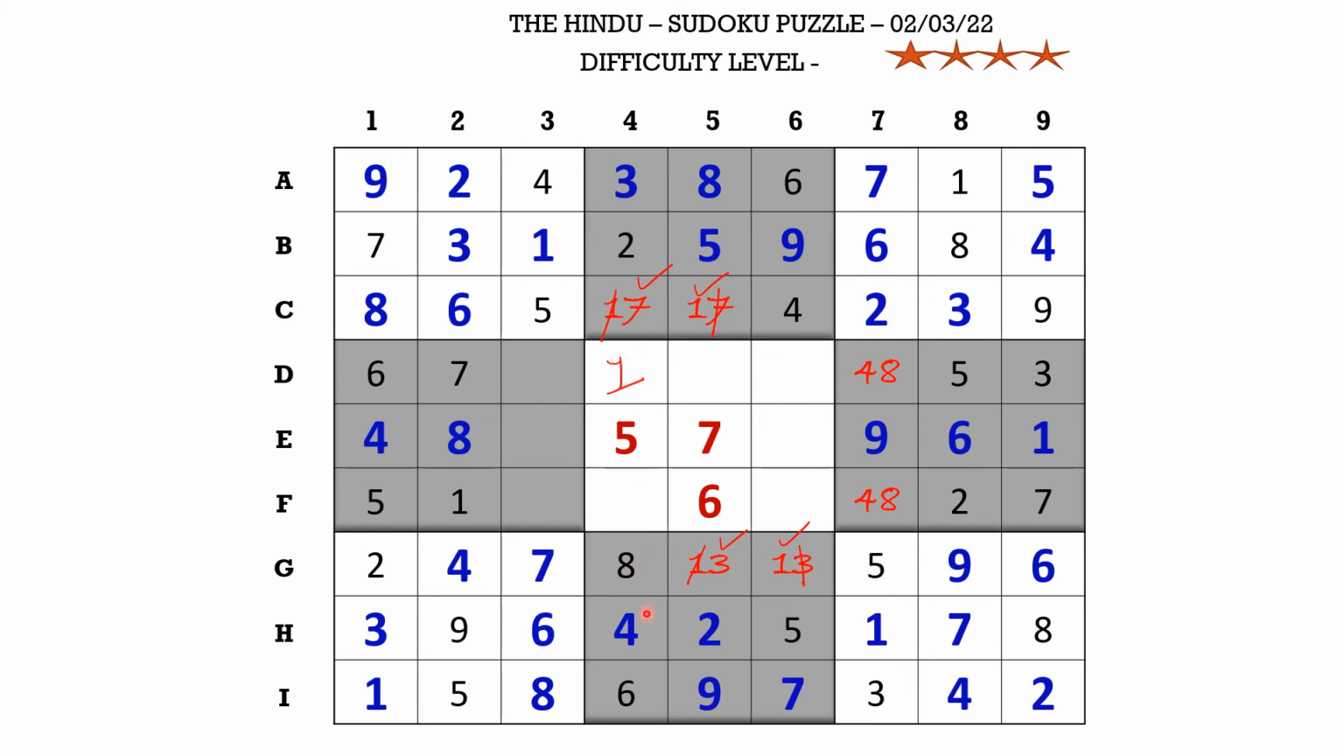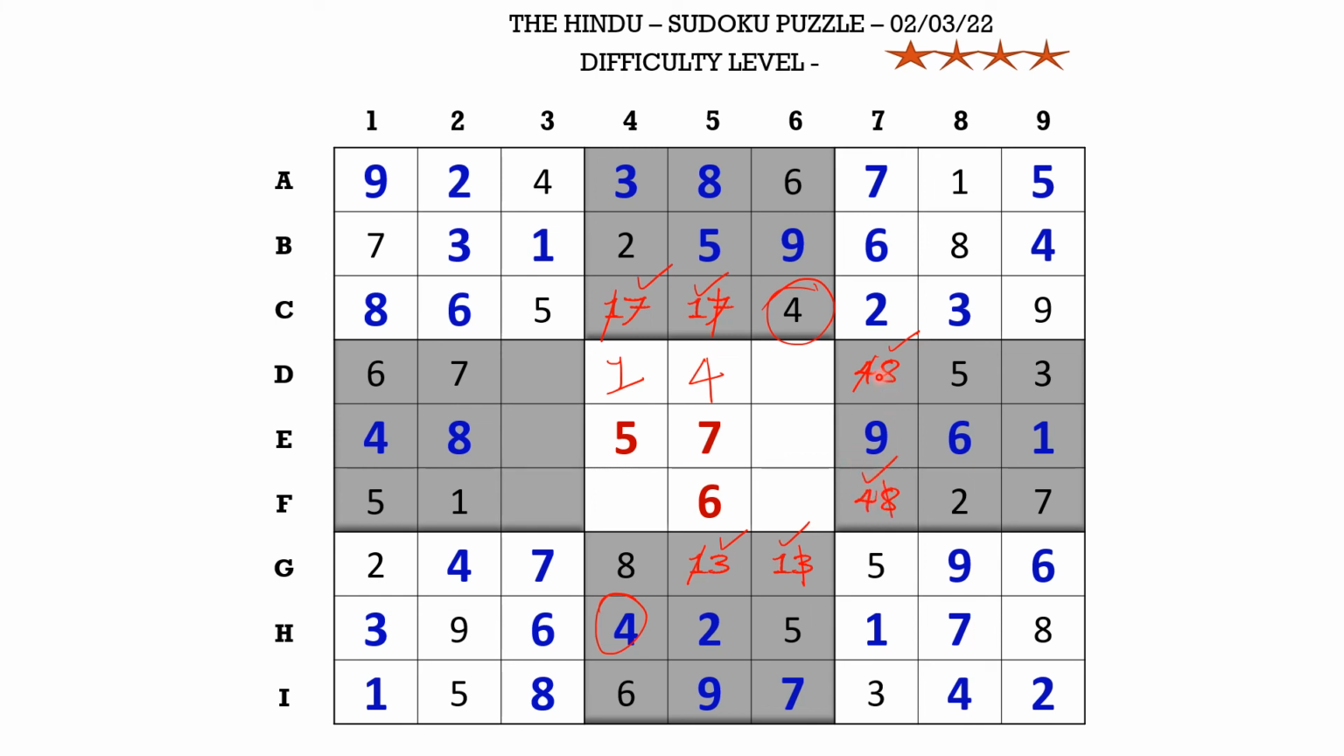This 4 blocks here, and this 4 blocks here. So D5 takes 4. So this 4 cancels out the 4 here. So D7 becomes 8 and F7 becomes 4.